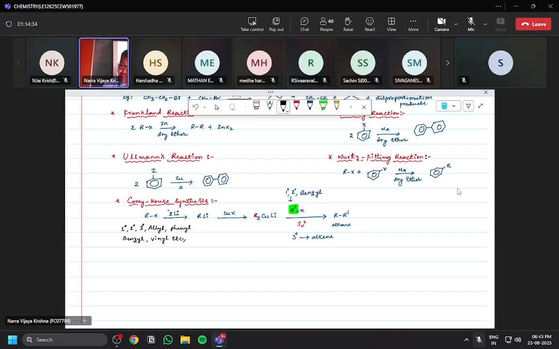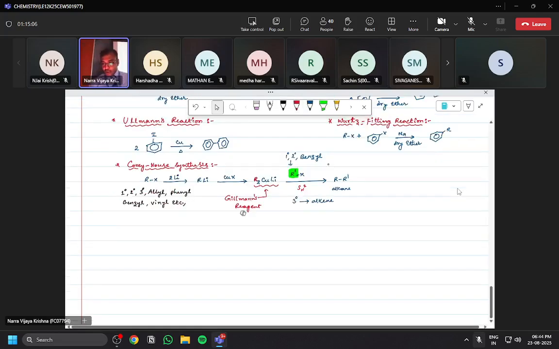While you are preparing Grignard reagent or an organometallic compound, what is this organometallic compound called? This is called Gilman's reagent. To prepare Gilman's reagent, you can use any alkyl halide. But to form alkane, Gilman's reagent should react with either primary or secondary or benzyl, where SN2 is favorable. If SN2 fails, alkane formation fails.